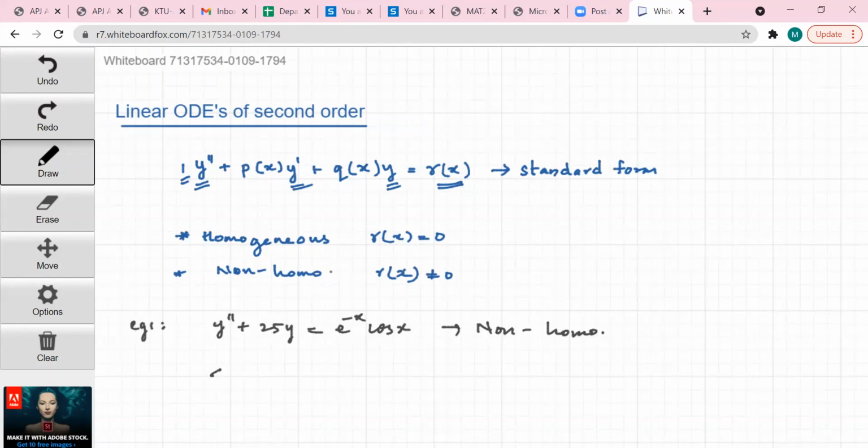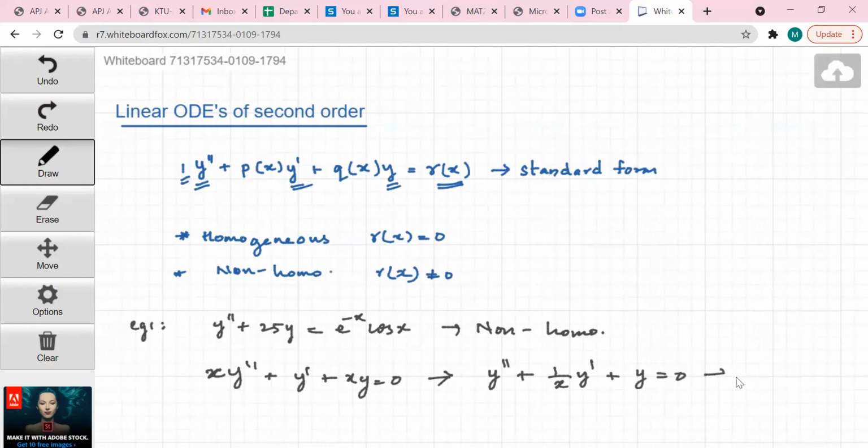Suppose you have x y double prime plus y prime plus x y equal to 0. This is a linear ODE with r of x equal to 0, so this is a homogeneous linear ODE. But this is not in the standard form. So in order to make it into the standard form, divide throughout by x. You will get y double prime plus 1 by x y prime plus y equal to 0. So this is a homogeneous linear ODE of second order in its standard form.